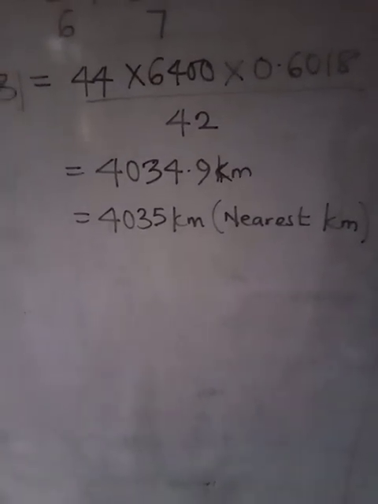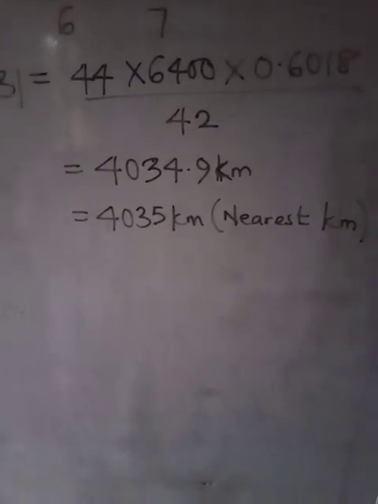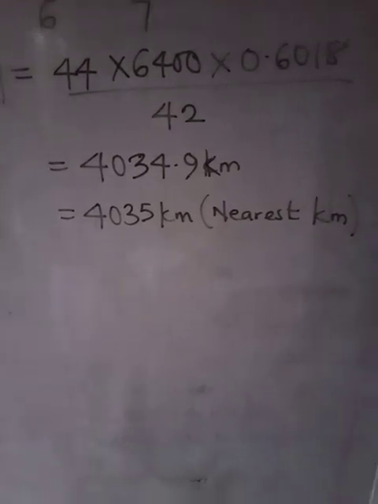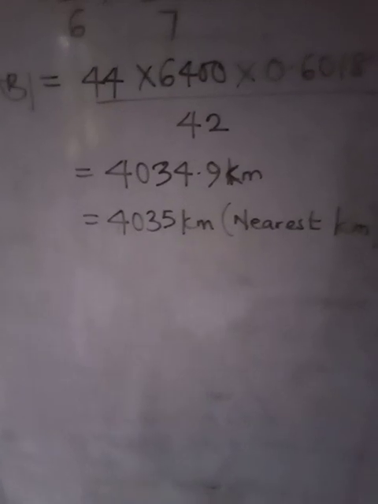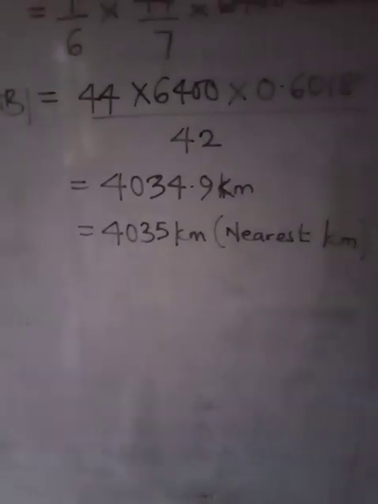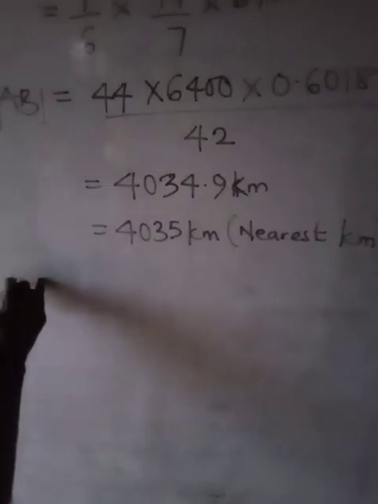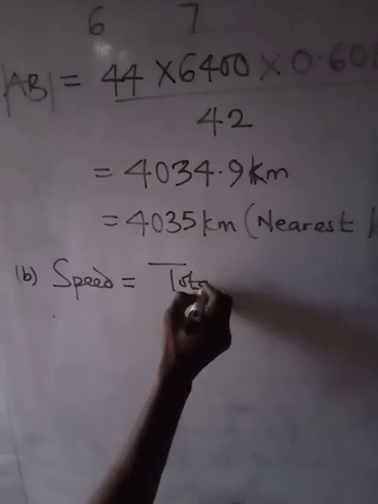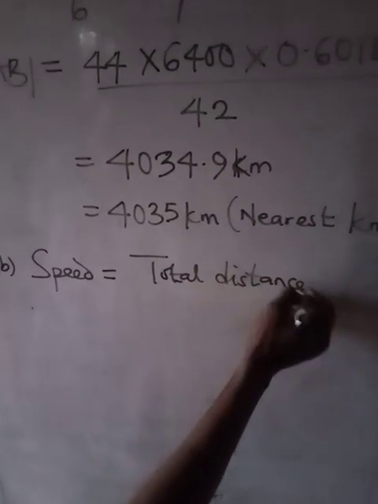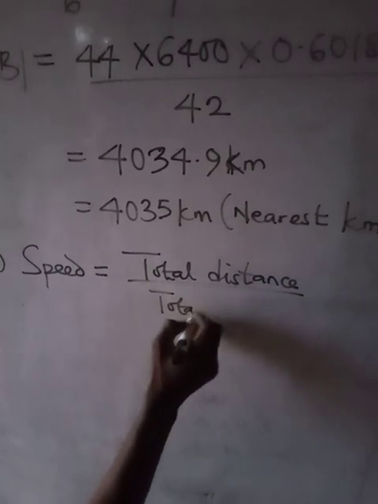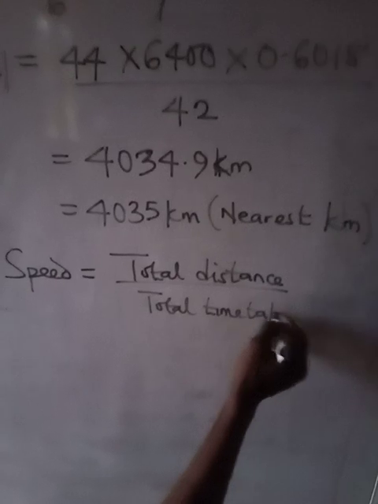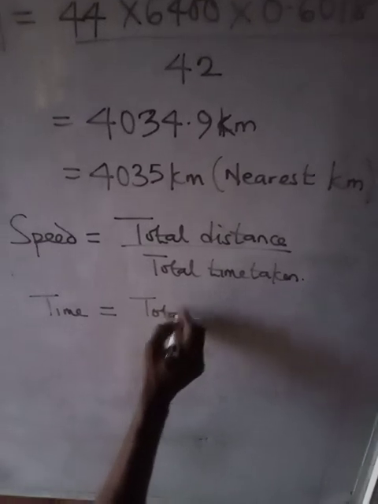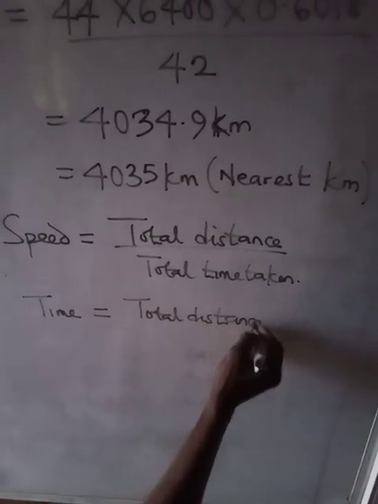Now, the second question, if you check it, asks for the time the plane takes to reach point B. How do we calculate that time? Speed will be total distance over total time taken. So time will be total distance over speed.